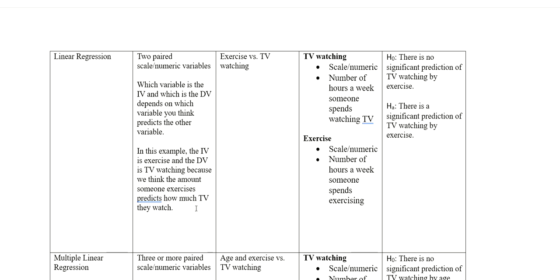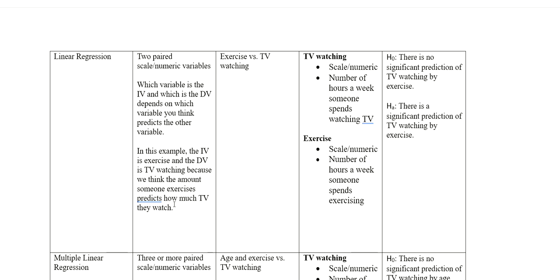Now, once again, we could flip that. We have the type of variables where you could flip those and you could say there is no significant prediction of exercise by TV watching. And in that case, instead, you would think that the DV, dependent variable, is exercise, and you think the amount someone watches TV predicts how much they exercise. So you could flip that. That's fine. It just depends on what you think in terms of which variable predicts the other.